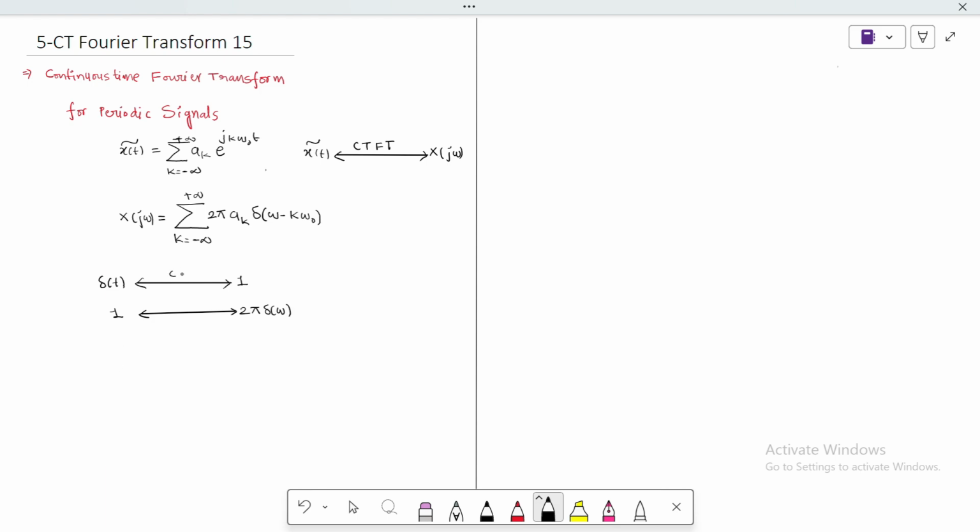So these are continuous time Fourier transforms. Then what is the Fourier transform for e power j omega naught t? What is the Fourier transform?